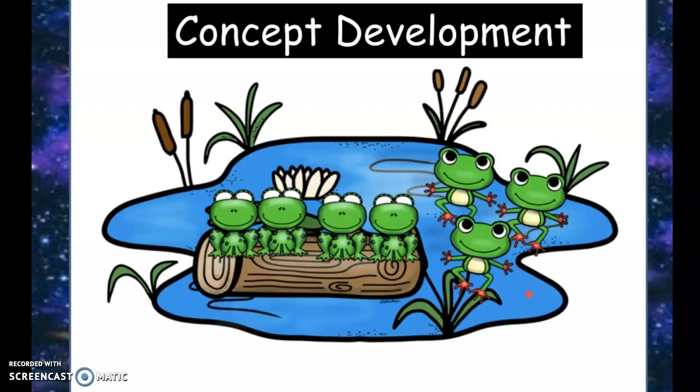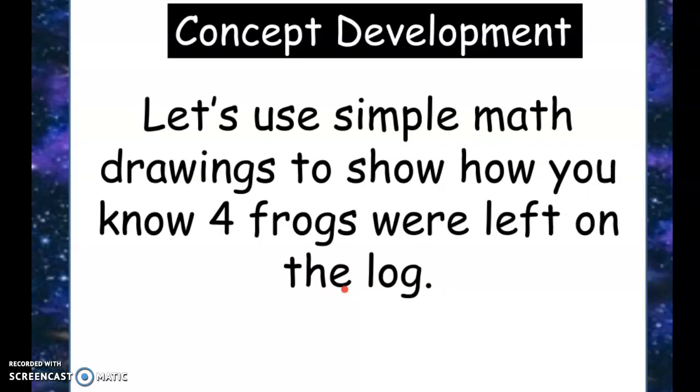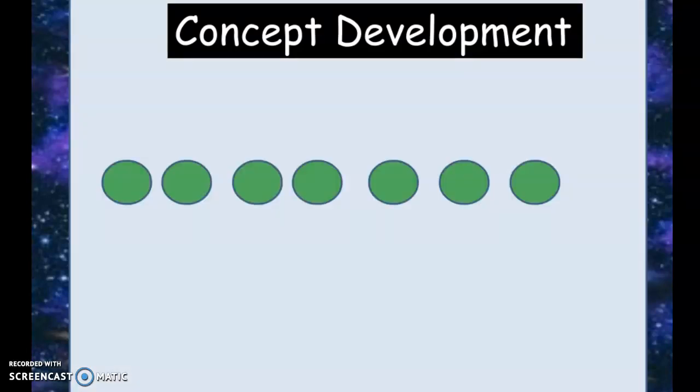Now there's a picture of frogs just for us to have a visual, but when we're working it out, it's not going to look like this. But there are your 7 frogs, and 3 little frogs hopped off, and 4 were left. So we're going to use simple, there's that key word there when you're drawing for math, simple math drawings to show how you know that 4 frogs left the log.